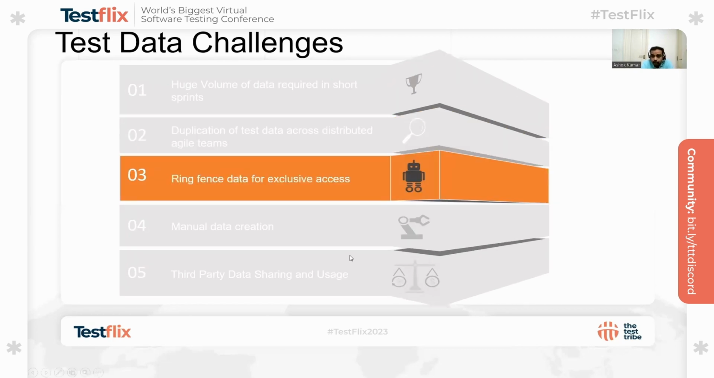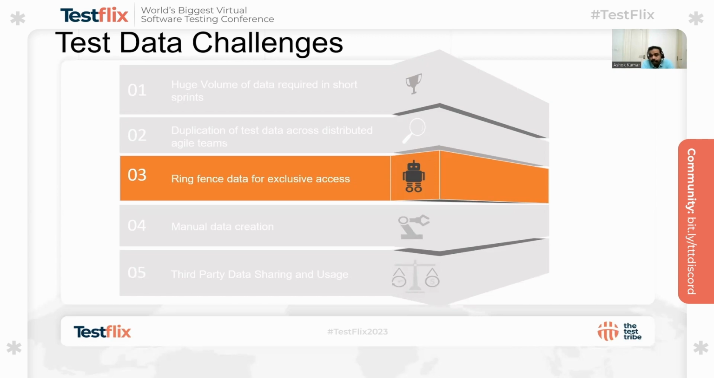The third challenge is actually an anti-pattern of the second challenge, whereby while data is required to be shared across multiple different teams, there are specific scenarios or instances where data needs to be exclusively accessible to one particular team for a specified time period.